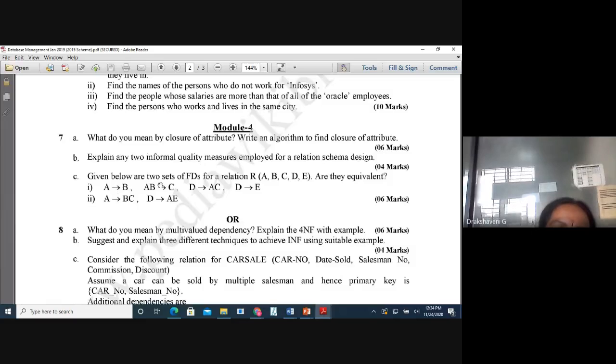Then given below are 2 sets of functional dependencies. They are given a relation where, in this relation, how many columns are there? Columns A, B, C, D, and E. These are the columns, and their functional dependencies are given. That is, A is functionally dependent on B, AB is functionally dependent on C, D is functionally dependent on AC, and D is functionally dependent on E. Then A is functionally dependent on BC and D is functionally dependent on A.